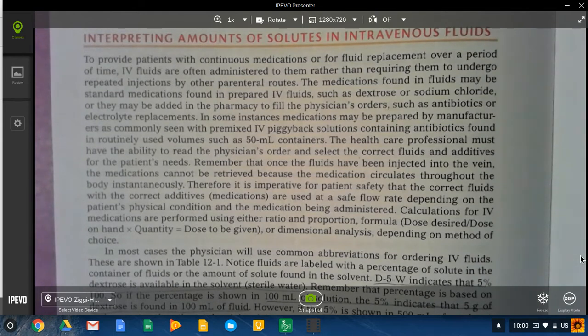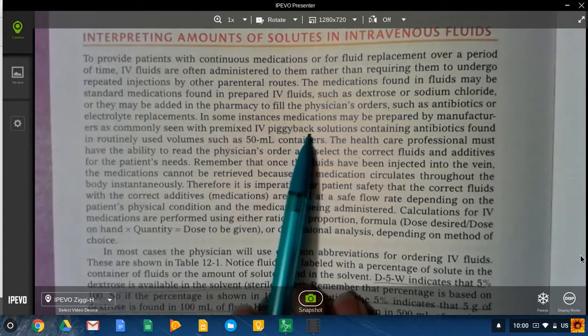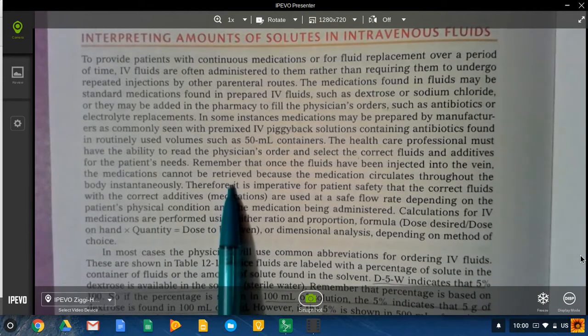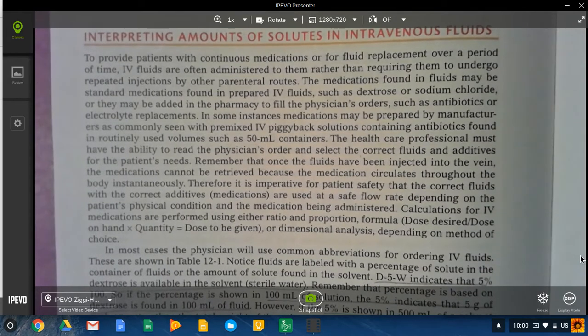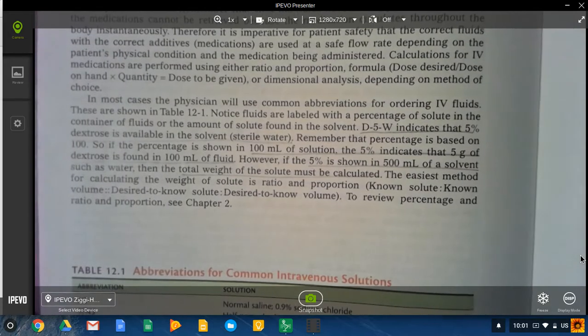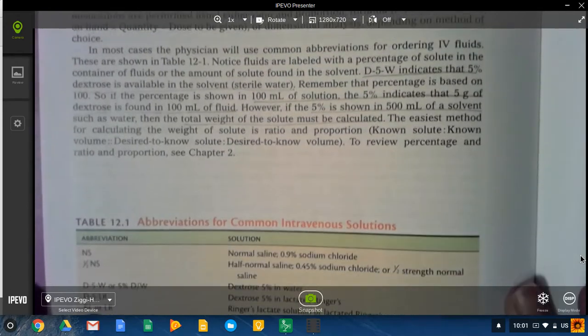They have other pre-mixed IV piggybacks. They call them piggybacks because they're little, small, usually 50 milliliter containers that are added onto an IV. So they kind of piggyback on them. So there are different kinds of IV fluids. The most common ones are here in this chart that I'm about to show you.